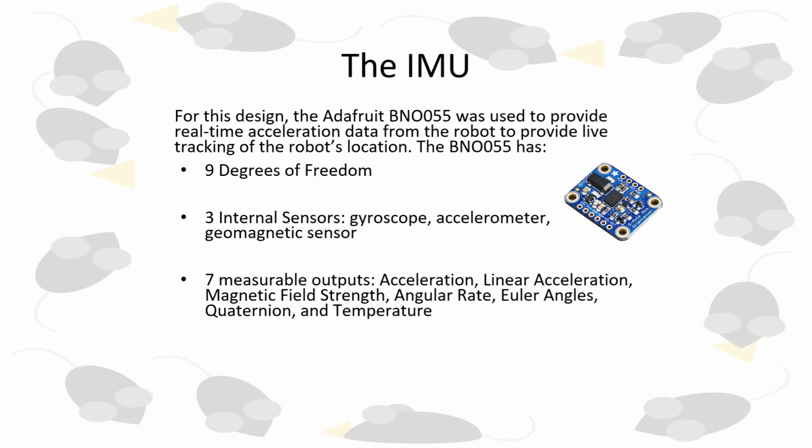For this design, the Adafruit BNO055 was used to provide real-time acceleration data from the robot to provide live tracking of the robot's location. This IMU has 9 degrees of freedom, 3 internal sensors, those being a gyroscope, accelerometer, and a geomagnetic sensor, and 7 measurable outputs, though only linear acceleration and angular rate were used for navigation.